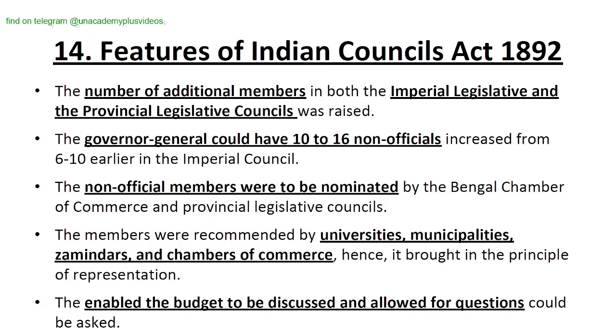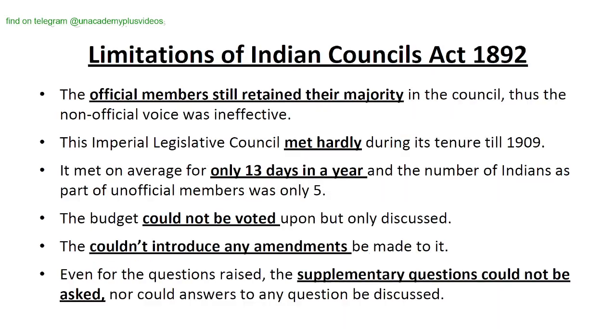It enabled the budget to be discussed and allowed questions to be asked. Limitations of the Indian Councils Act 1892. The official members still retained their majority in the council, thus the non-official voice was ineffective. The Imperial Legislative Council met hardly at all during its tenure until 1909. It met on an average for only 13 days in a year, and the number of Indians among the unofficial members was only 5.